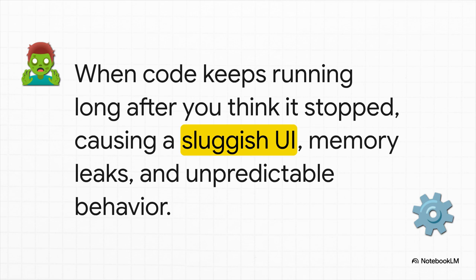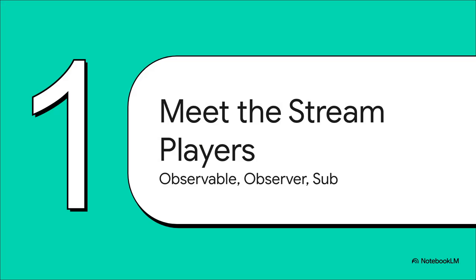And this is exactly what we mean by zombie work. It's that background process, right? That timer, that event listener that you were sure was gone, but nope, it's secretly still running, just eating up your resources. The classic signs are a laggy UI, that memory graph going up and to the right, and just weird, unpredictable stuff happening.